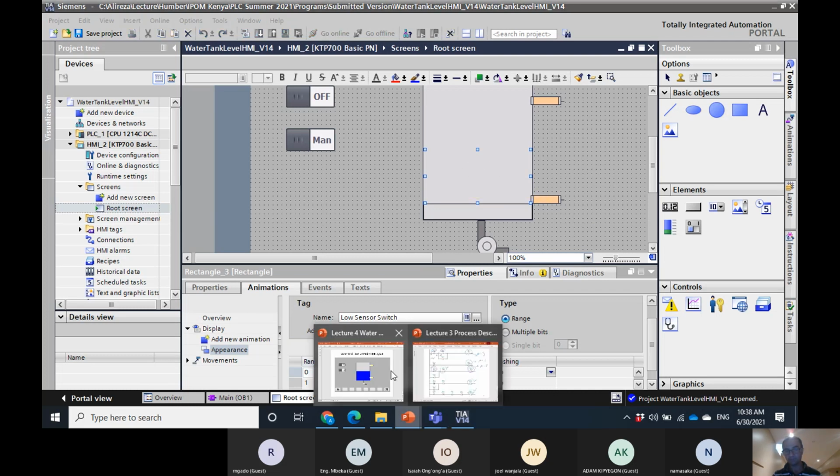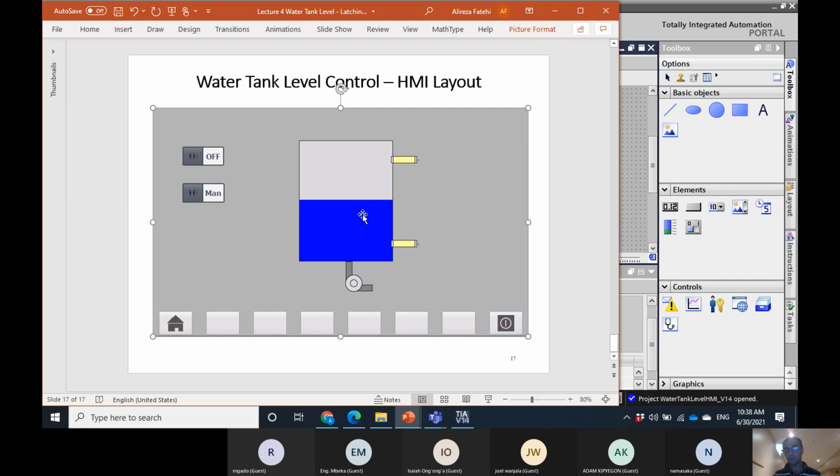It looks like this: the level is more than low, but less than high. There's a box here, and there's another box here, and both of them are blue. It means that the level is somewhere between the low sensor and the high sensor switch. This is how we build that.